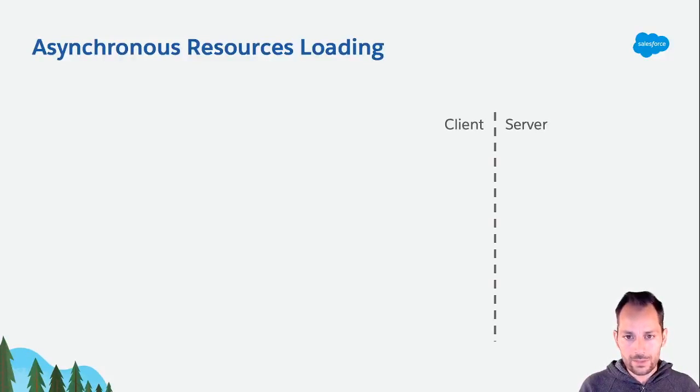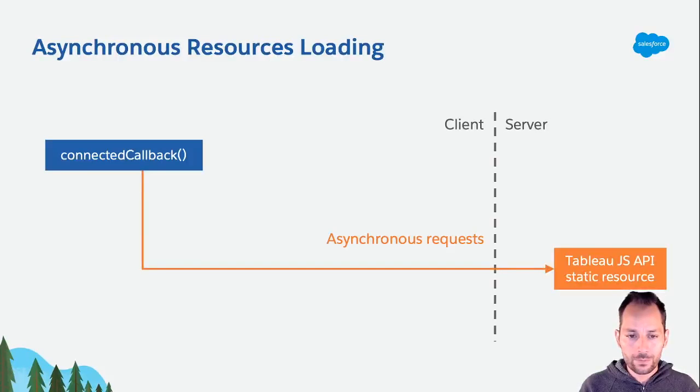There are actually two things that happen when the component loads. The first thing that happens is that the component calls the connectedCallback method. This method is part of the component lifecycle hooks, and what this means is basically that the component has been inserted in the DOM in the page. When this happens, we get to run some custom code from the component, and we start by issuing a first asynchronous request to load the Tableau JavaScript API that is stored as a static resource. So this is the first request.